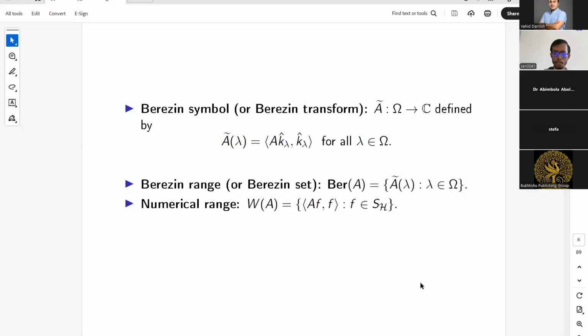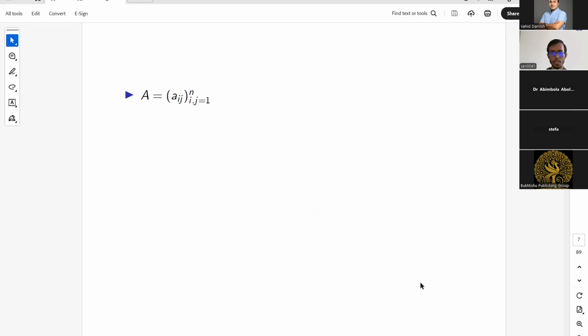Clearly, the Berezin range is contained in the numerical range of that operator, because the Berezin range is the range of the Berezin transform, and k_lambda cap belongs to the unit sphere of the Hilbert space. Although the Berezin range is contained in the numerical range, their geometric properties may be different. Now I will give an example. I recall that the numerical range of an operator is always a convex subset of the complex plane. But in this example, I will show that the Berezin range may not be convex in general.